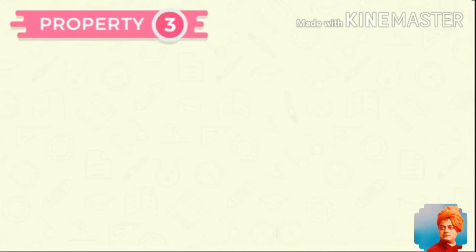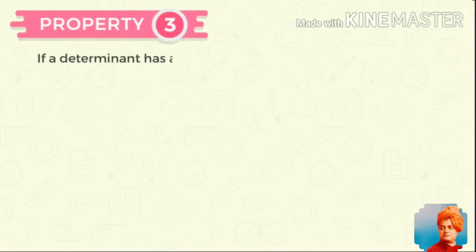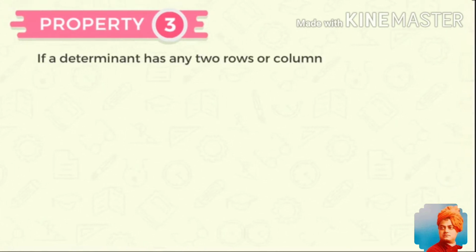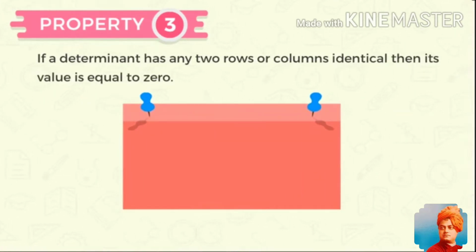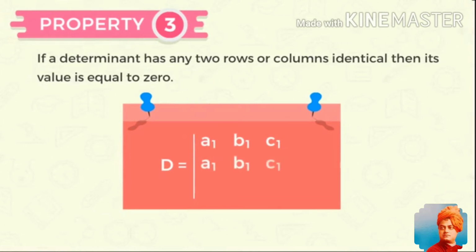Let us go to the third property, which states that if a determinant has any two rows or columns identical or same, then its value is equal to 0. Let us take one determinant D whose two rows are identical, A1, B1, C1, the first row and second row A1, B1, C1. These two rows are identical.